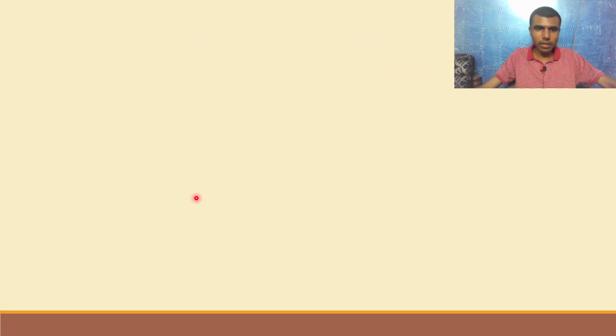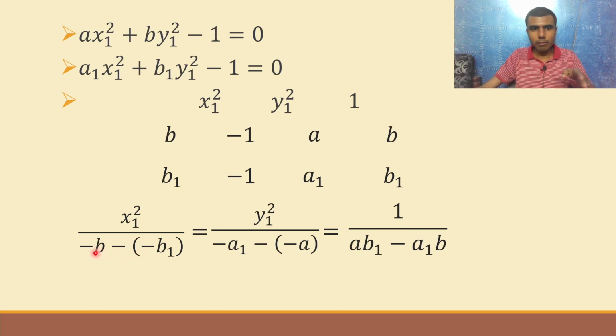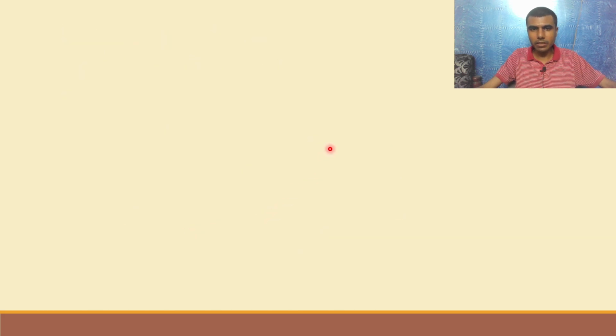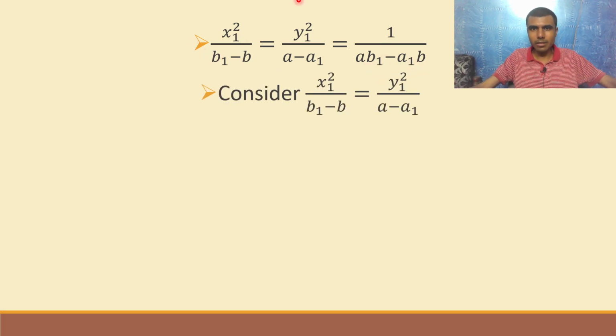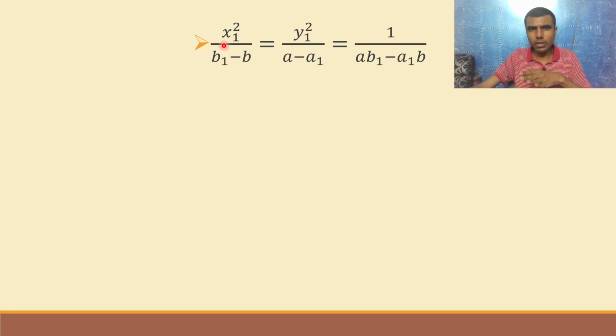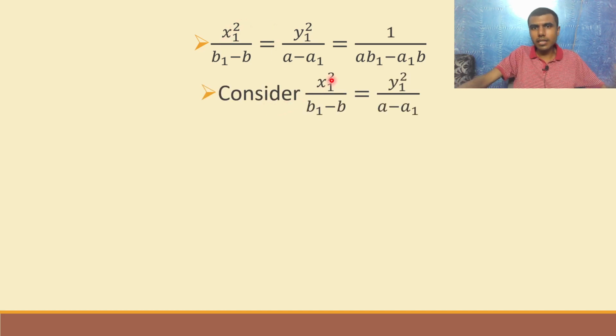Okay. So this one will be minus b plus b1, right? So b1 minus b, x1 square by b1 minus b is equal to y1 square by a minus a1 equal to 1 by ab1 minus a1b. Now consider this. There are three things, right? You only consider the first two. Consider this much. We'll consider x1 square by b1 minus b equal to y1 square by a minus a1.